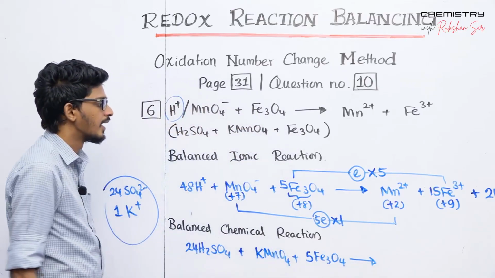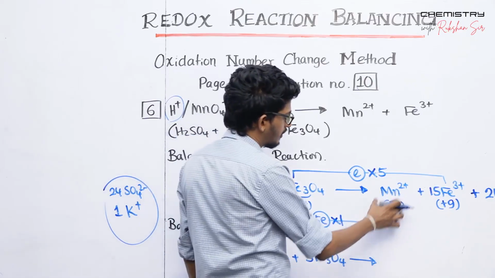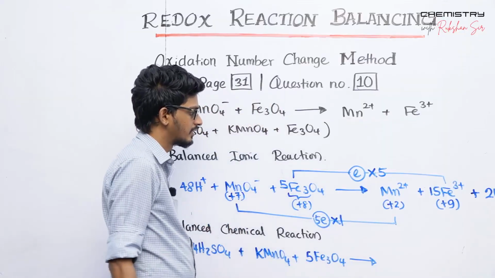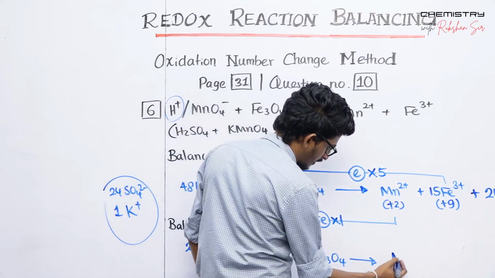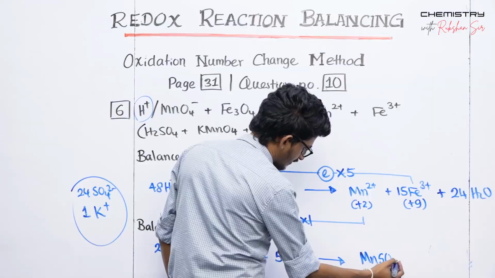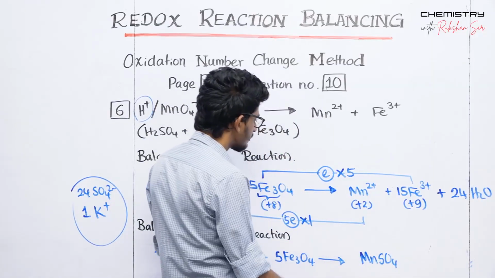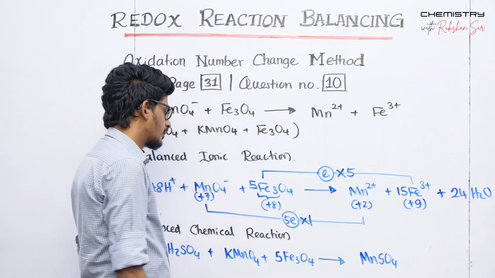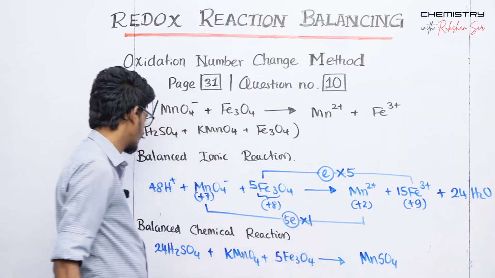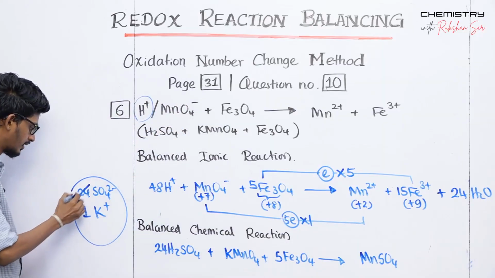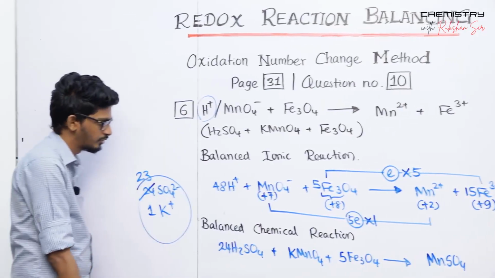And Mn2 plus is a positive ion. You can use the negative ions you have to neutralize that. So sulfate ions are with you. So Mn2 plus and SO4 2 minus, so it is manganese sulfate. You need only one of those. So that means one SO4 2 minus is used, so this becomes 23 as one is used.